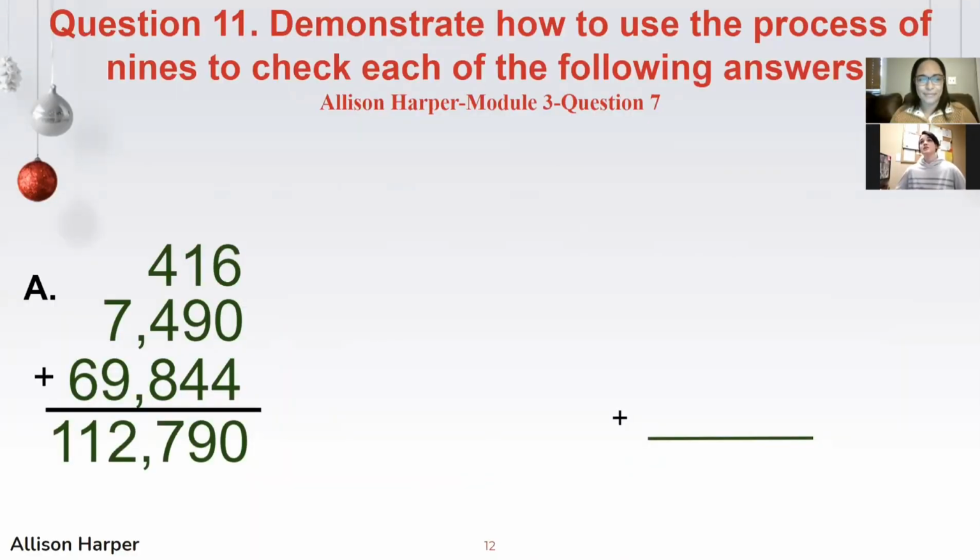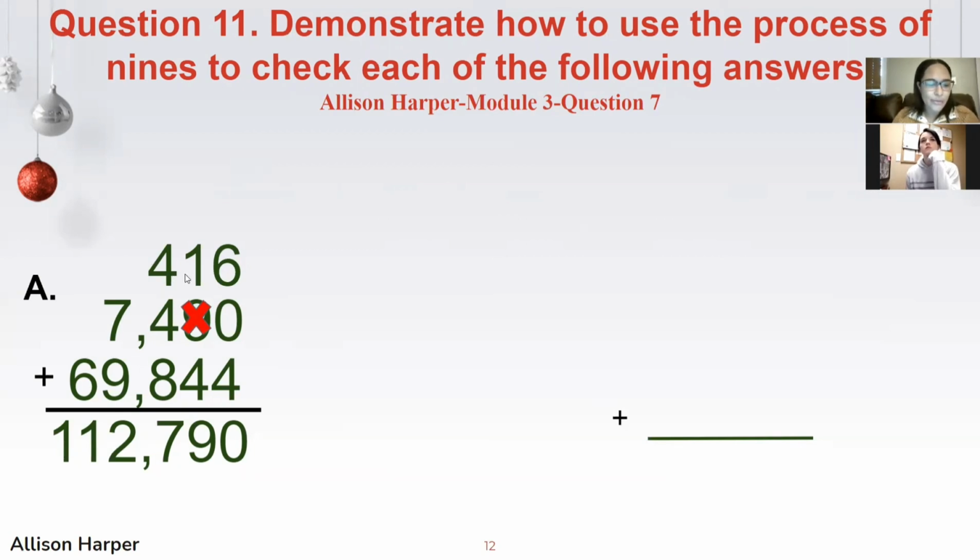Allison, demonstrate how to use the process of 9s to check each of the following answers. Okay, so I thought this was really cool. I was never taught this in school, but this is a really cool tool to have. What we're going to do is go through and see if we can find any numbers, if added together, that equal 9.